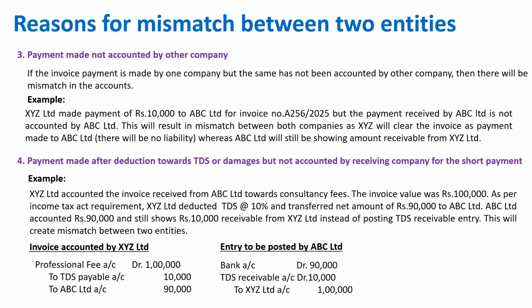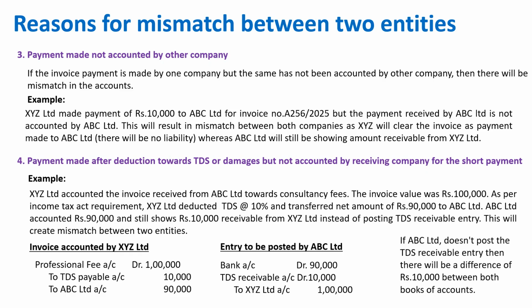Right, now if ABC makes a mistake here, instead of posting the TDS receivable account debited, only posts an entry that is bank 90,000 to XYZ 90,000, then ABC will still be showing a receivable of rupees 10,000 from XYZ, which is not correct. So that is a mismatch which will be there. If ABC Limited doesn't post the TDS receivable entry, then there will be a difference of rupees 10,000 between both books of accounts.